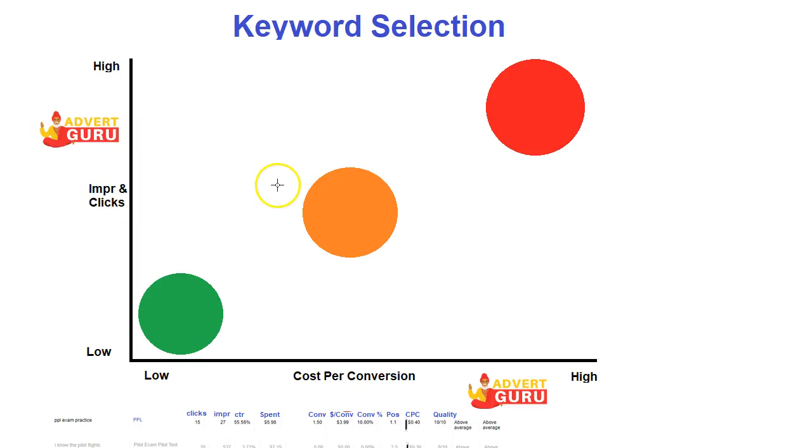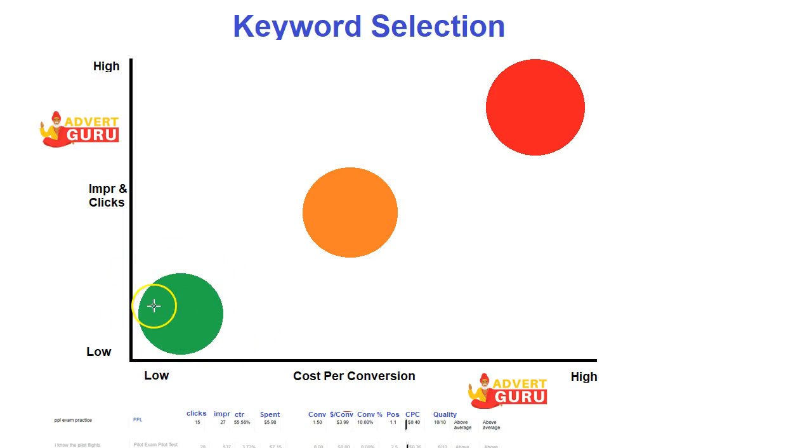Okay, so when it comes to keyword selection, what we're going to end up with is keywords that I basically put into a traffic light system. You've got your green ones, you've got your amber or orange, whatever you want to call it, and then you've got your red ones. The green ones are the ones where we're getting low cost per conversion. That's excellent. That's what everyone wants.